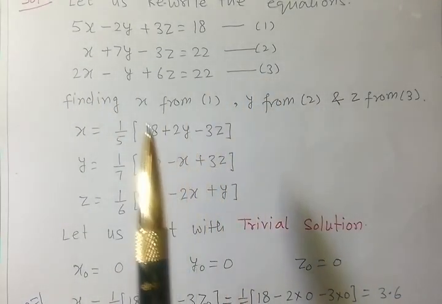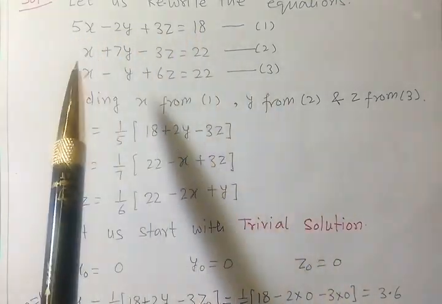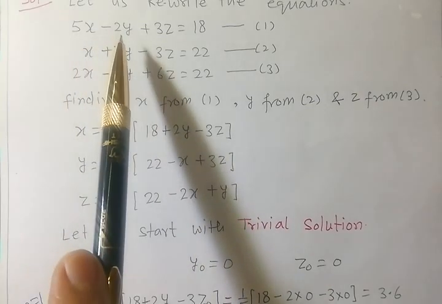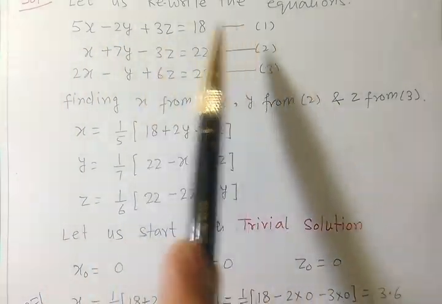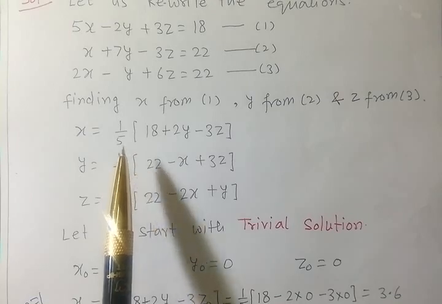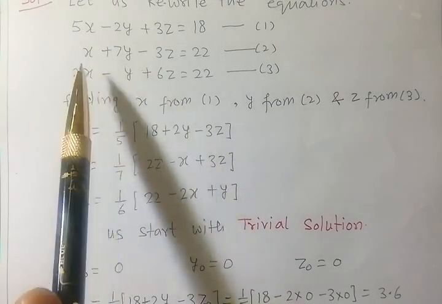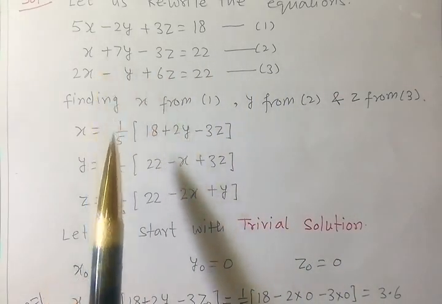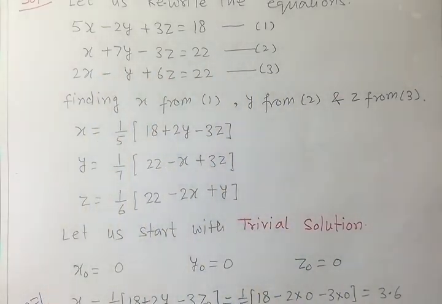Now we have to find x from the first equation, y from the second equation and z from the third equation. It's the same way as what we applied in Jacobi's method. How do we calculate x from here? Shifting y and z to the right side and bringing 5 down. Here, to calculate y, x and minus 3z will be shifted to the other side and then 7 will come down. Similarly z also. So find out the values of x, y, z. After that, we have to start the solution. So let us start with the trivial solution.